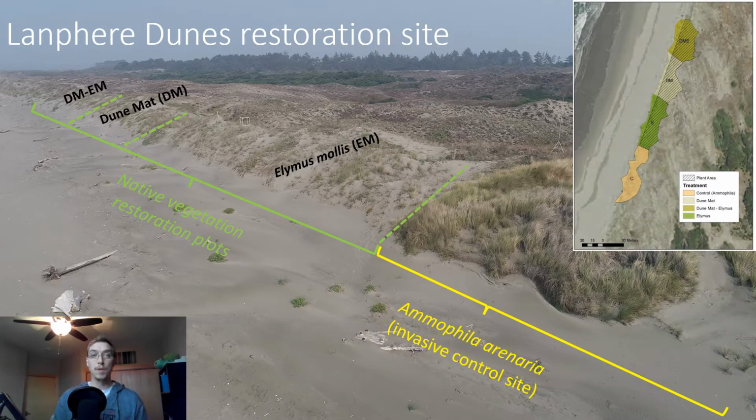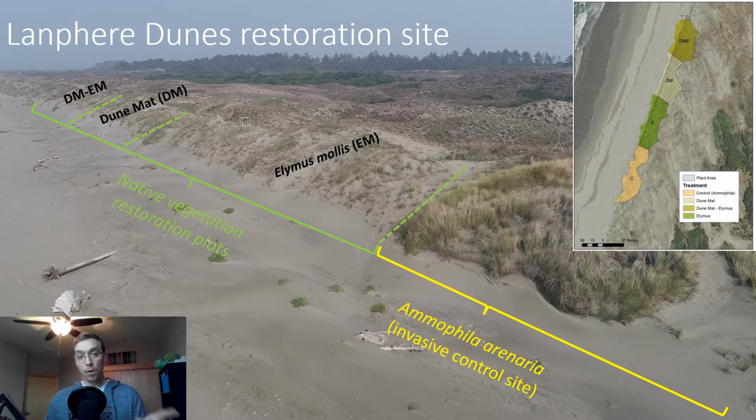So here you can see what the restoration site looked like. So you see that really thick, dense grass right above my head here? Well, that's something called Ammophila arenaria. That's an invasive grass that grows along the beach and on the dune. And it's really good at taking over and basically just outcompeting every native species that should be here.